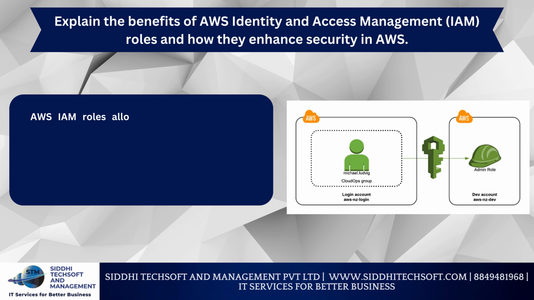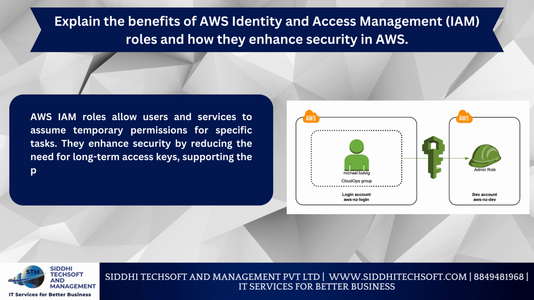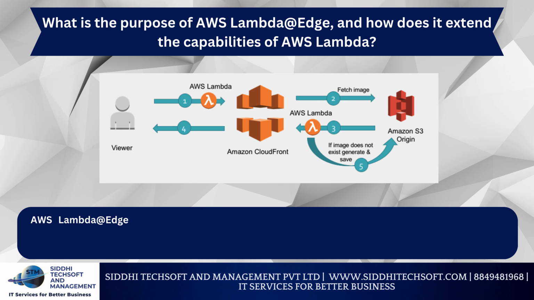Explain the benefits of AWS Identity and Access Management roles and how they enhance security in AWS. AWS IAM roles allow users and services to assume temporary permissions for specific tasks. They enhance security by reducing the need for long-term access keys, supporting the principle of least privilege, and facilitating secure cross-account access.